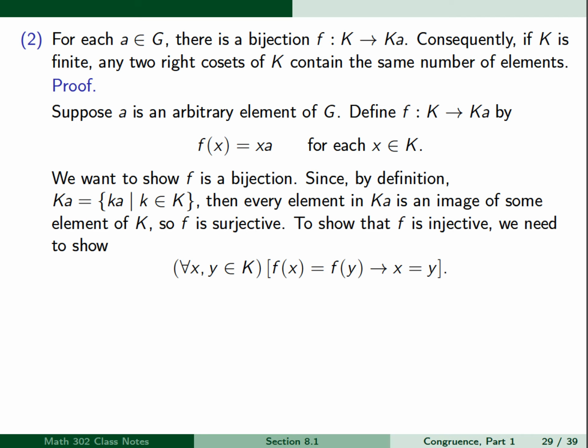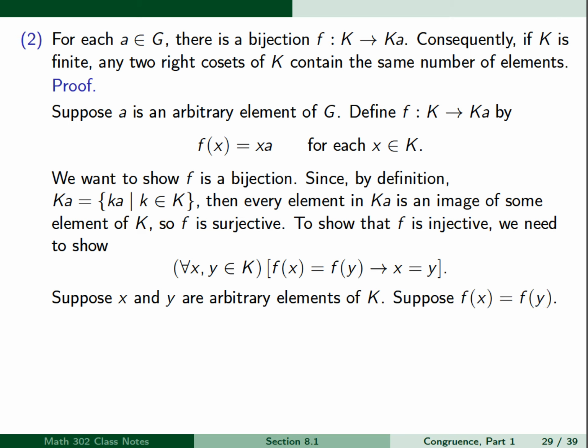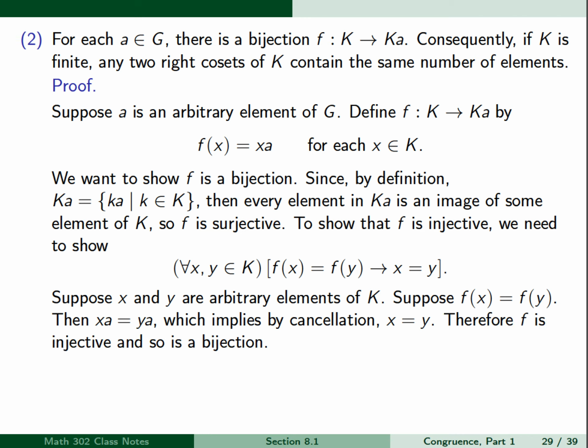To show that f is injective, we need to show that for all x, y in K, f(x) = f(y) implies x = y. So let's suppose that x and y are arbitrary elements of K. We'll suppose our hypothesis f(x) = f(y). Then xa = ya from the definition of our function f, which implies by cancellation that x = y. Therefore f is injective, and so is a bijection. So this proves the first part of part 2 of the theorem.